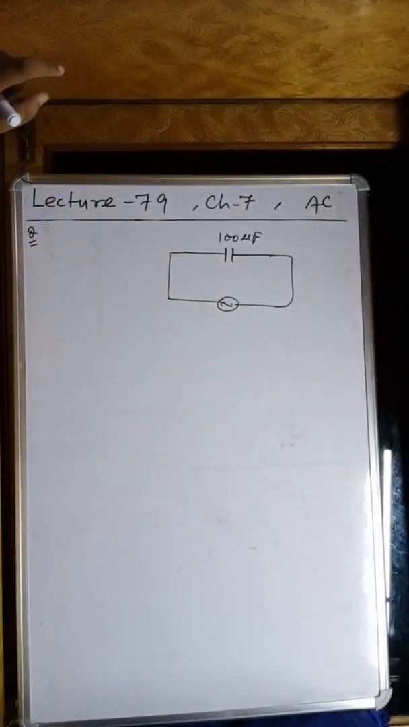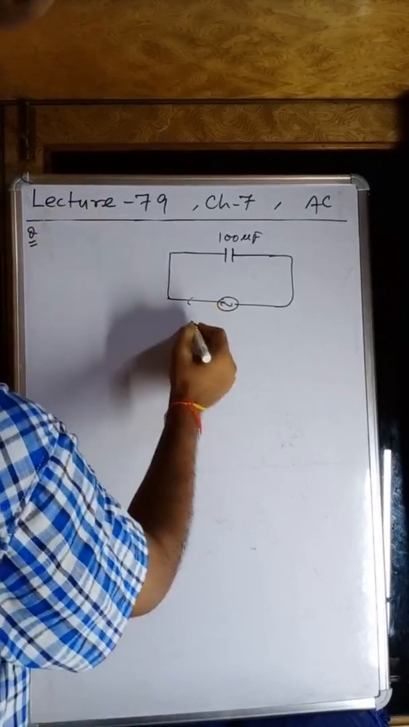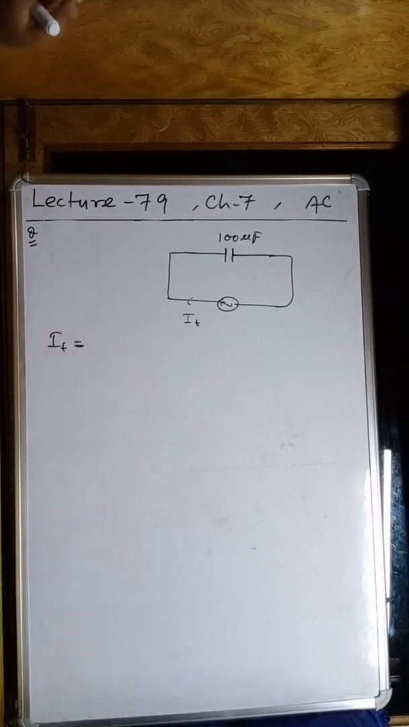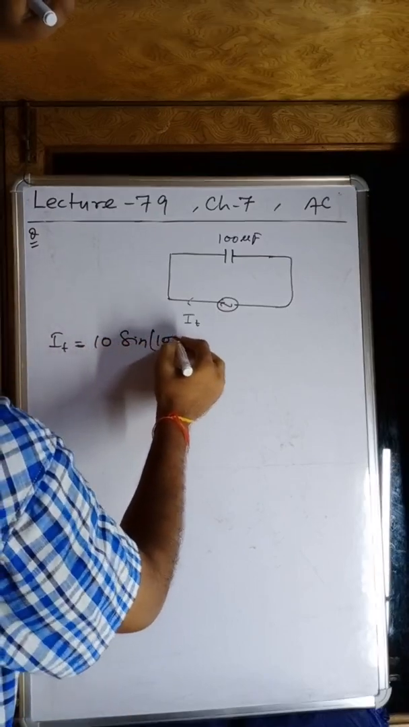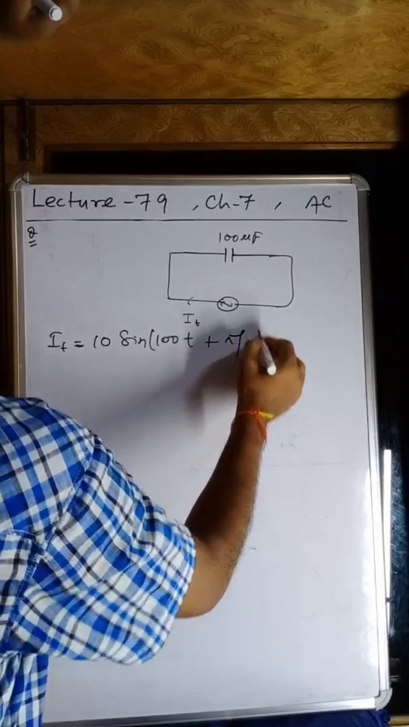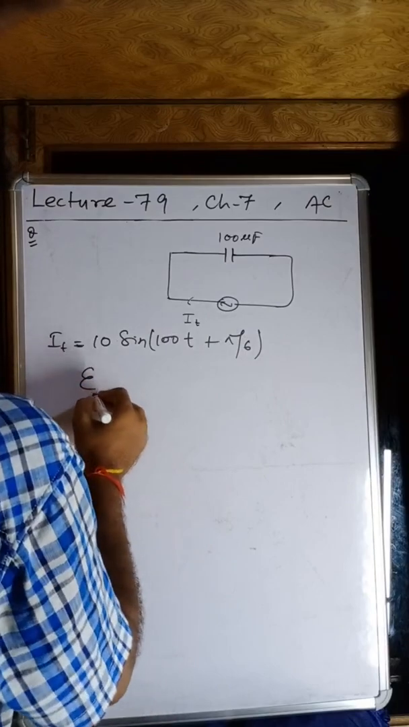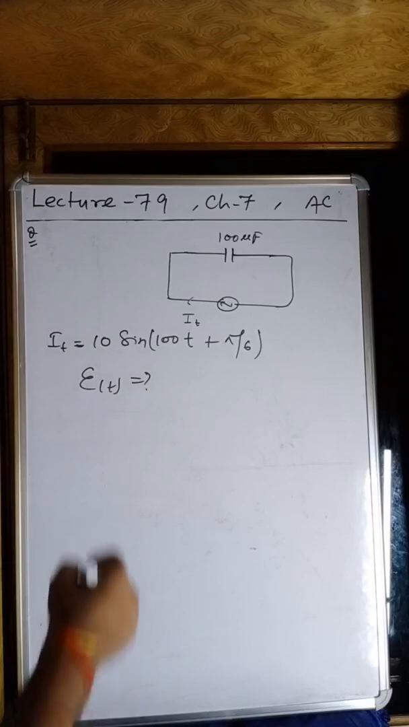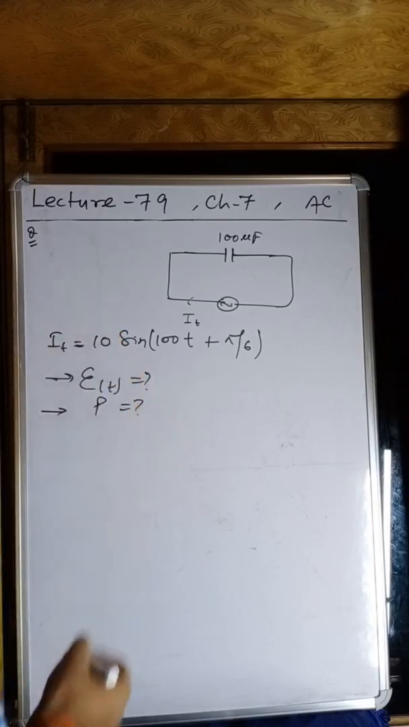Alright, a 100 microfarad capacitor is connected. Now, the current as a function of time is given as I(t) = 10 sin(100t + pi by 6). You have been asked, first, to find the equation of voltage as a function of time, and second, to find the power dissipated in this circuit.